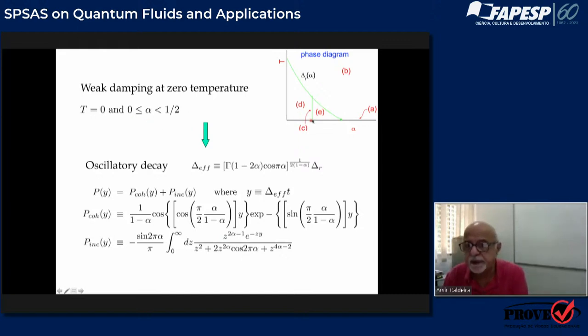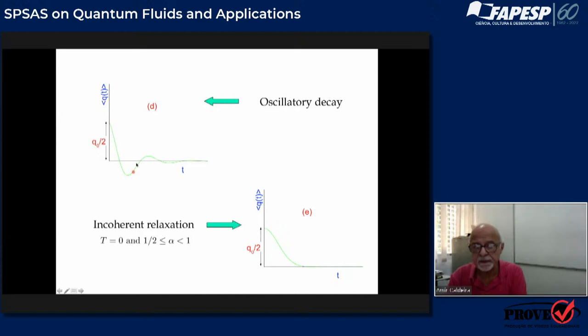Now, I can come to this D region, for alpha between a half and zero. For this one, we can show that as a function of this y variable, which is an effective splitting times time, part of it is a coherent relaxation. This coherent relaxation has a cosine term and an exponential. There is also some sort of incoherent contribution, but there is this nice coherent behavior, which is oscillating. So in this region we can get coherent oscillations, between Q0 divided by 2 and minus Q0 divided by 2. And so we can oscillate between one region and the other.